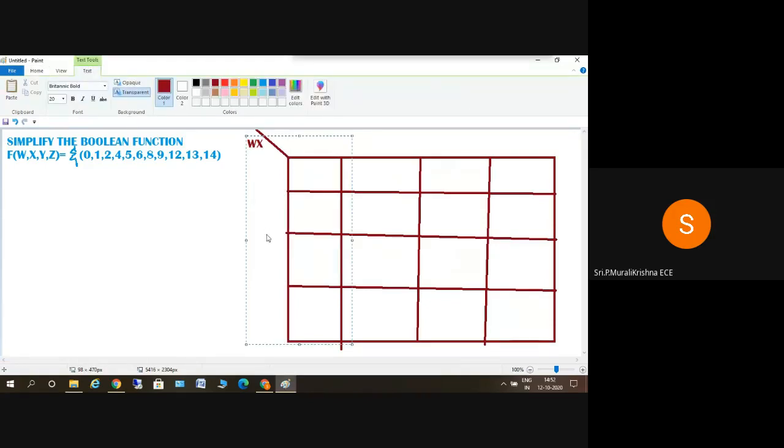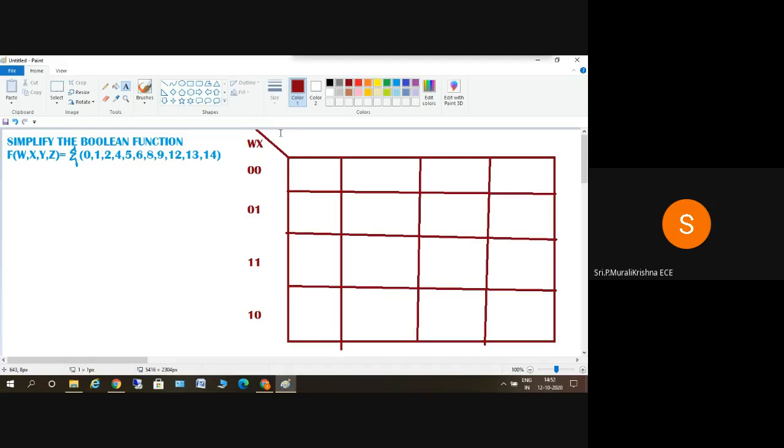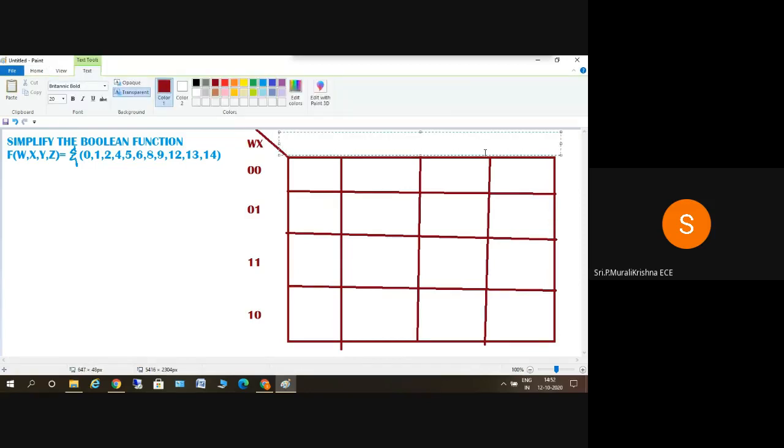That is wx, 0 0, 0 1, 1 1, 1 0. So you do it fast, don't wait for me, because this is the main purpose of reducing the time and reducing the complexity. That is the main purpose of using these K-maps. Then 0 1, 1 0.